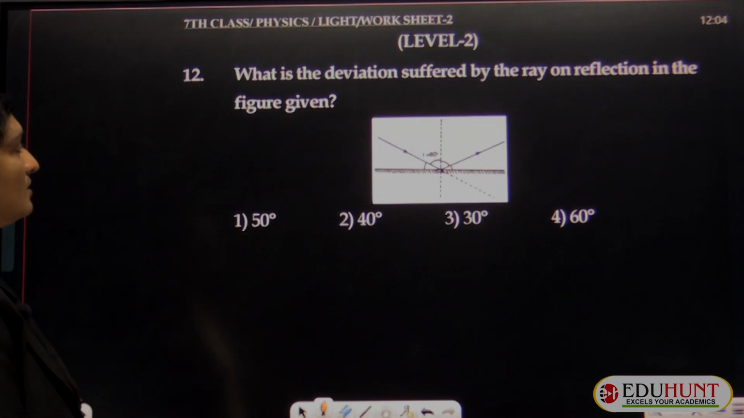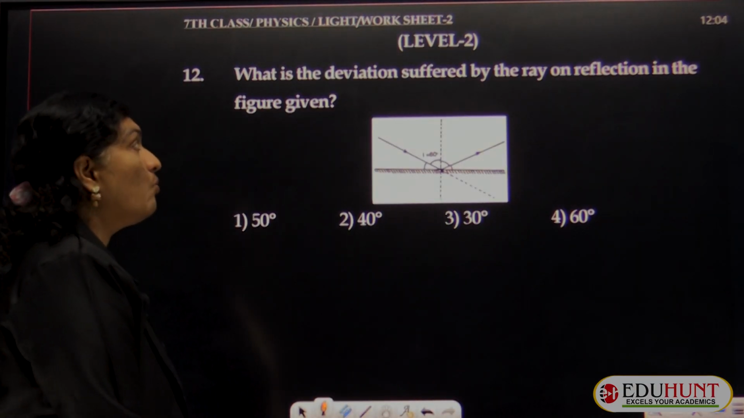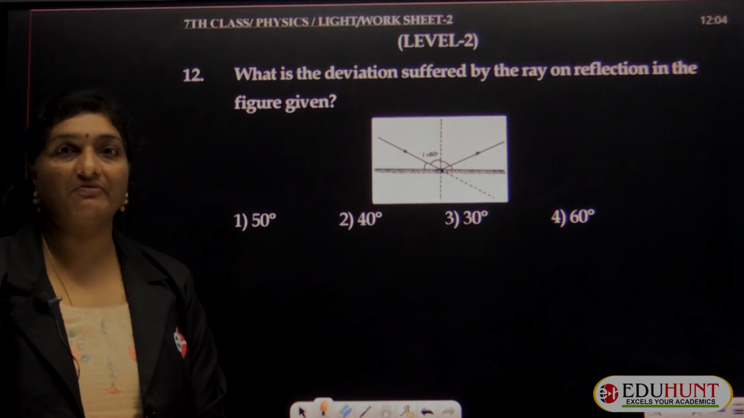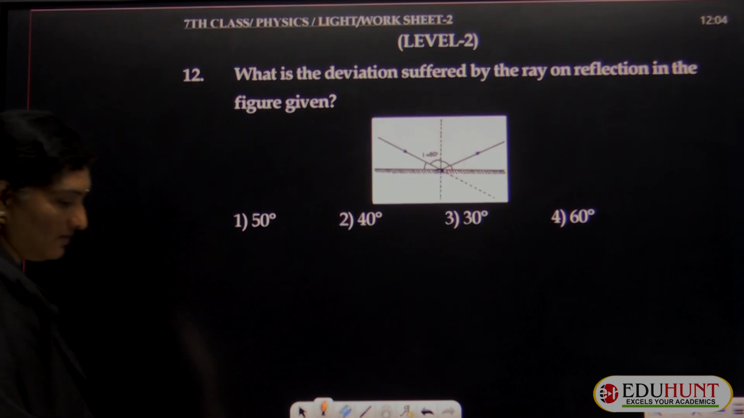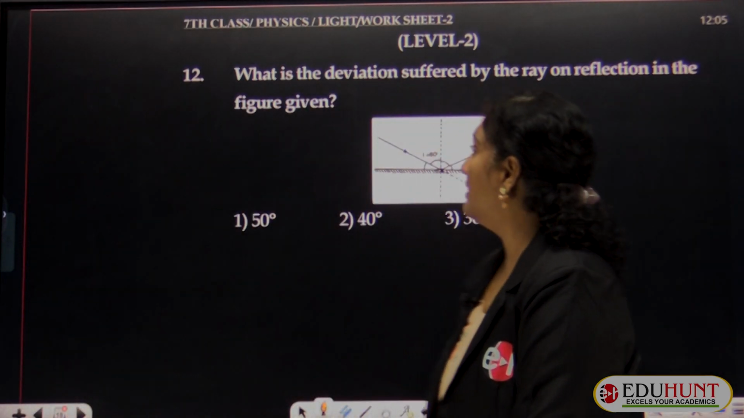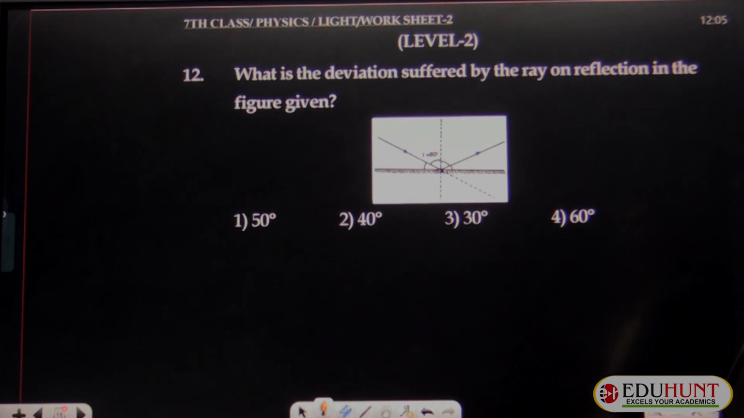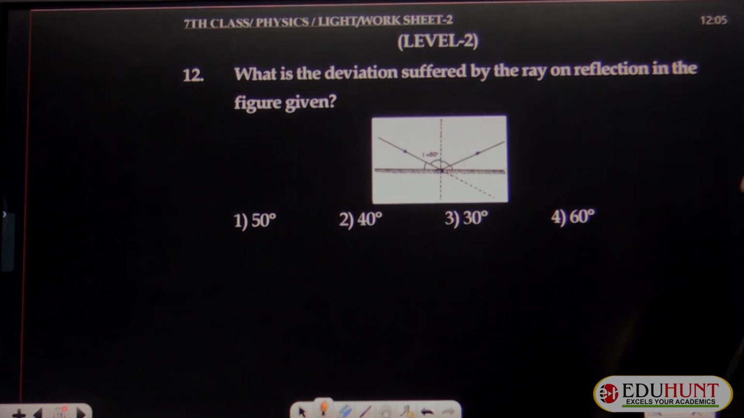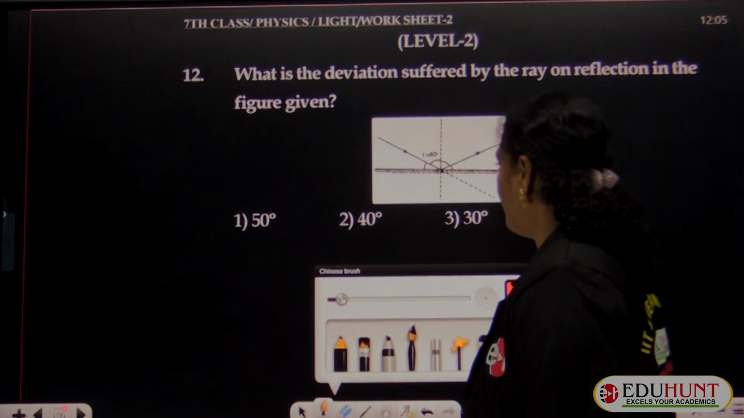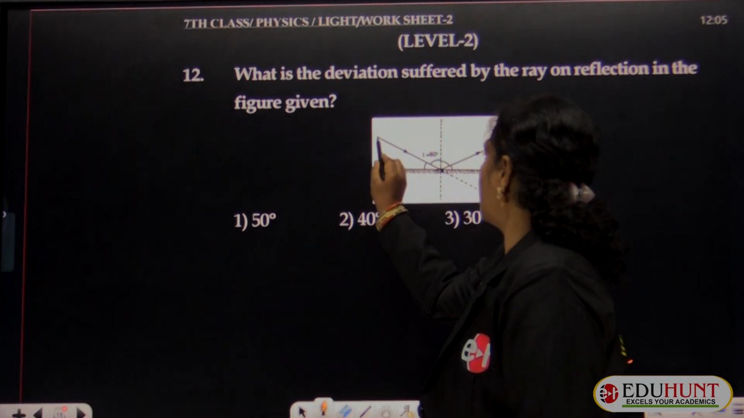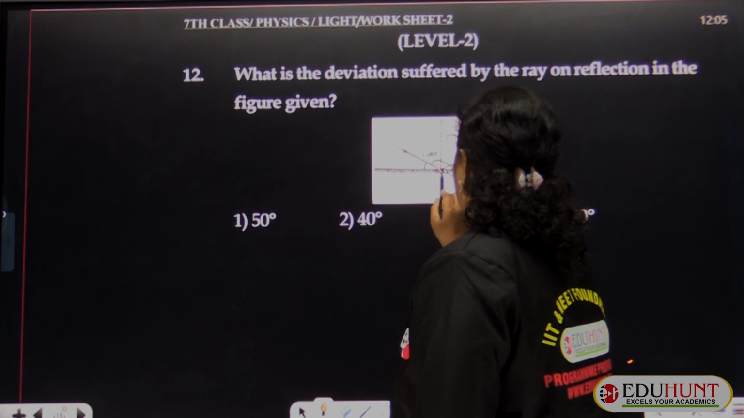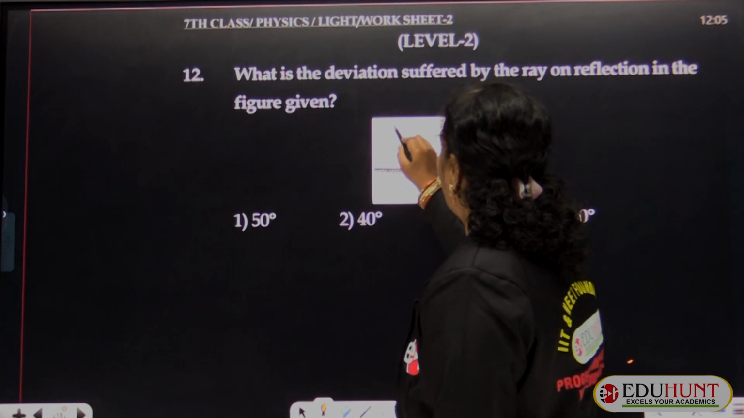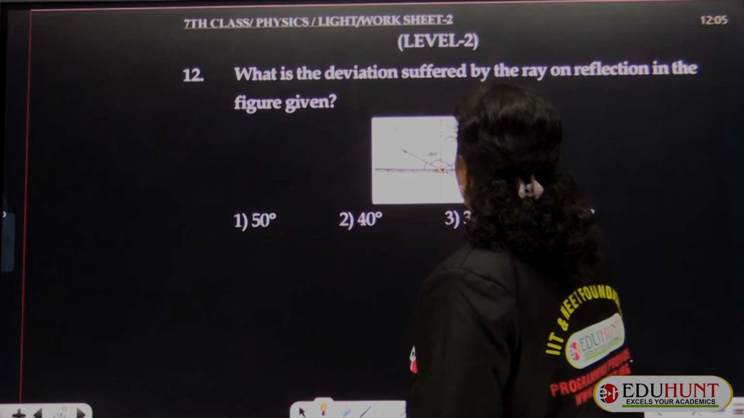So, here 12th question, if you look into that, what is the deviation suffered by the ray on reflection in the figure given? Some figure is given here. You are asked to find out the deviation suffered by the ray. If you observe this, this must be the incident light ray. This is your incident light ray and here is your reflected light ray.